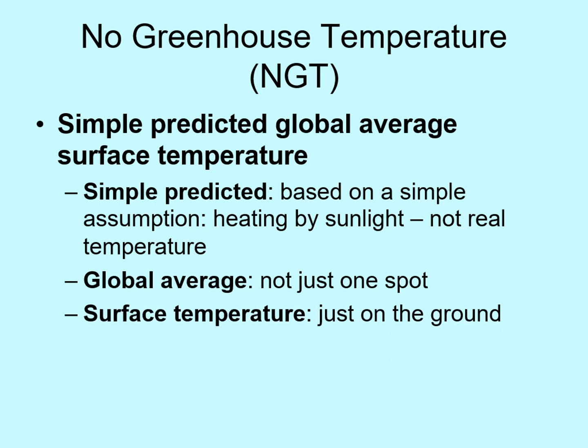Lastly, this is just the surface temperature. The temperature of a planet's atmosphere can be much higher or lower than the surface temperature depending on the elevation, which we'll look at shortly.